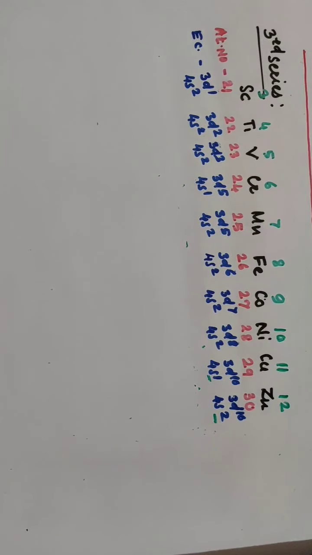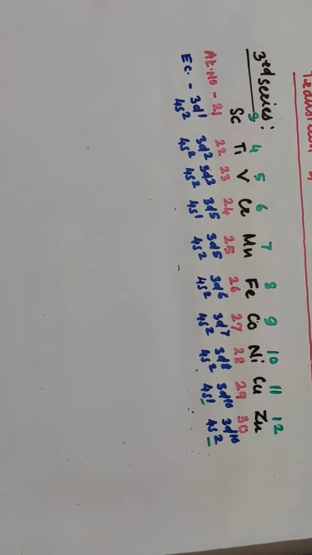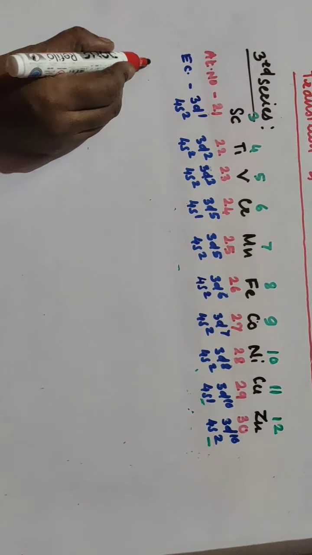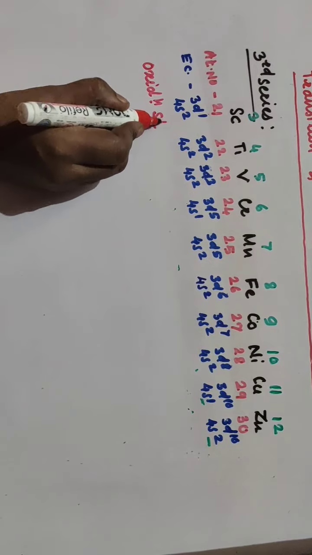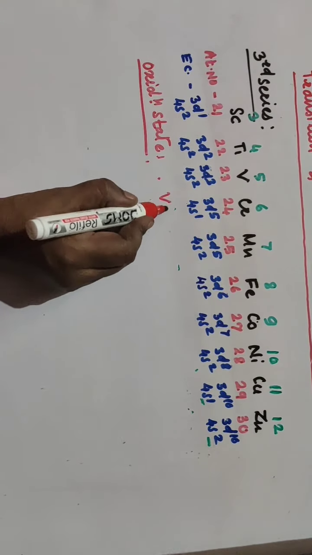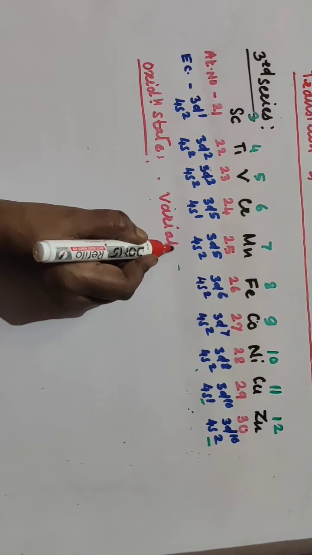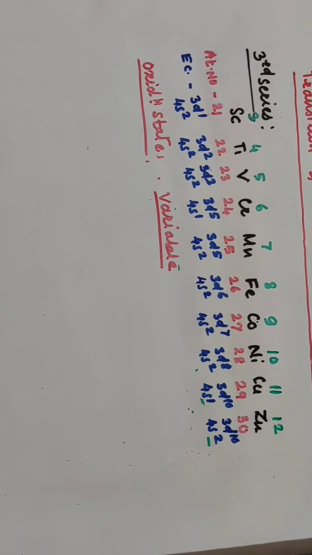So let us see now the oxidation state. Now oxidation state, if you consider the oxidation state of transition elements, then they can show variable oxidation states here. They can show variable oxidation state.